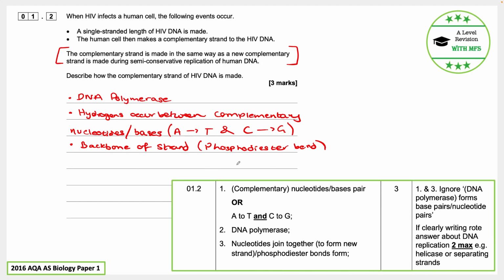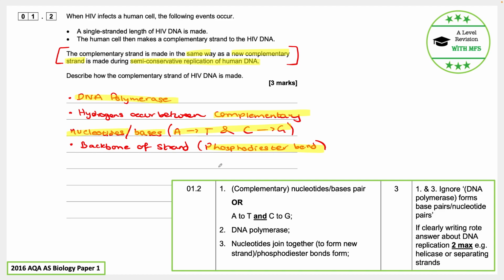If we have a look at the mark scheme, it says complementary nucleotides / base pairs or A to T and C to G. Okay, and as you can see in our answer, we have both of them. We've written A to T and C to G, and we've written complementary nucleotides and bases. Okay, DNA polymerase is required in your answer because it says in the question that it's made in the same way as the new complementary strand in semi-conservative replication of human DNA. And the nucleotides join together, but we have stated that they form via a phosphodiester bond.